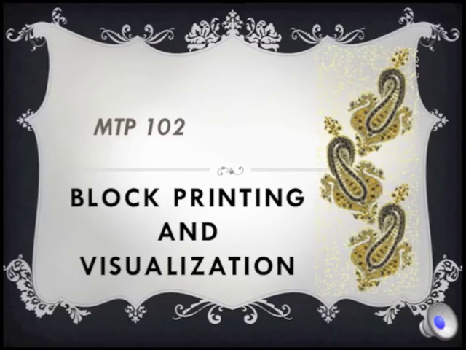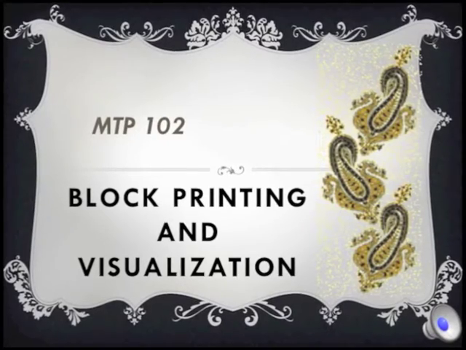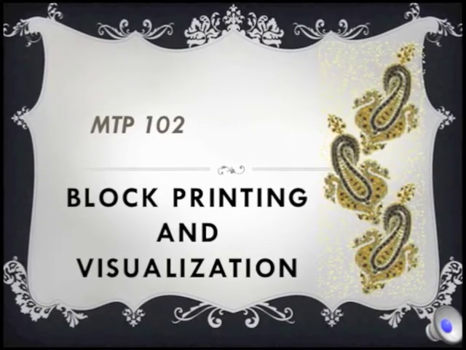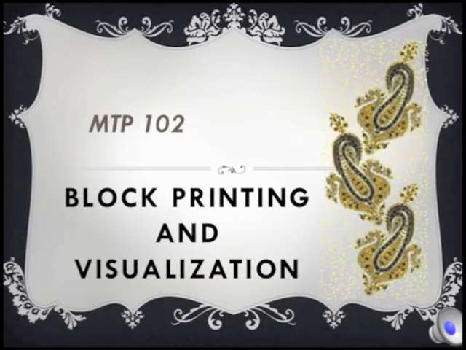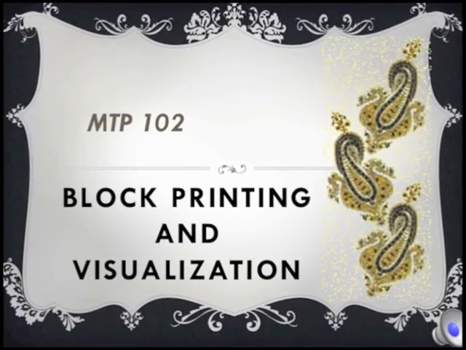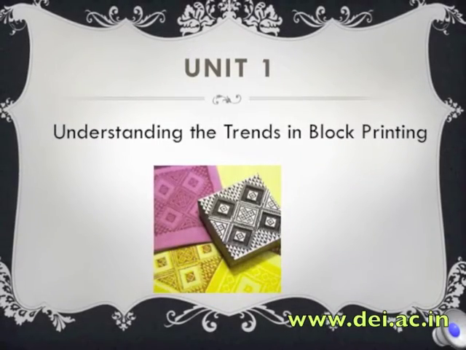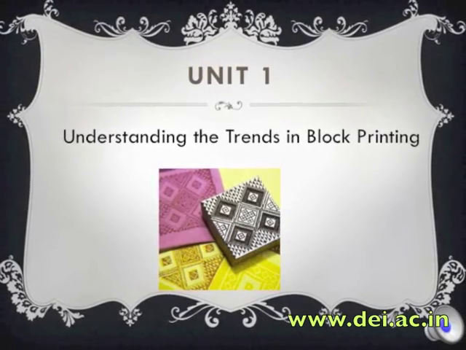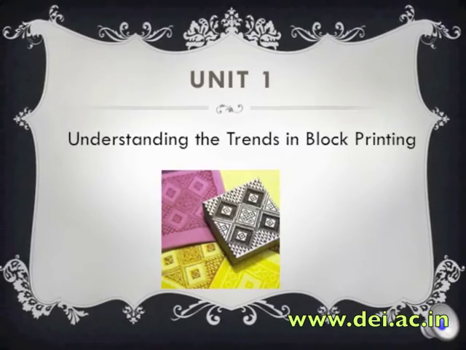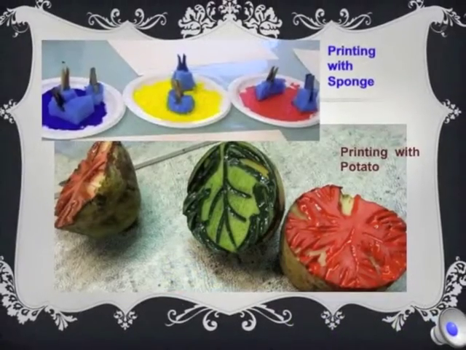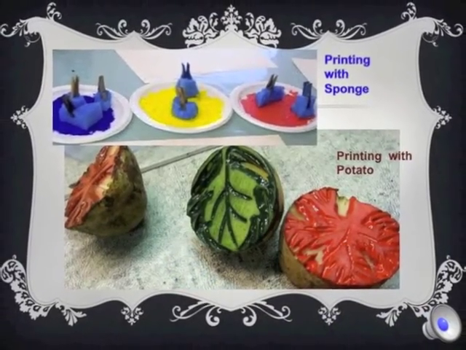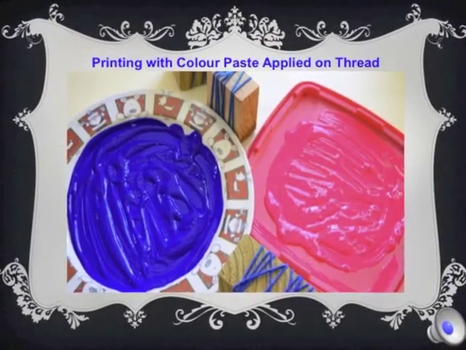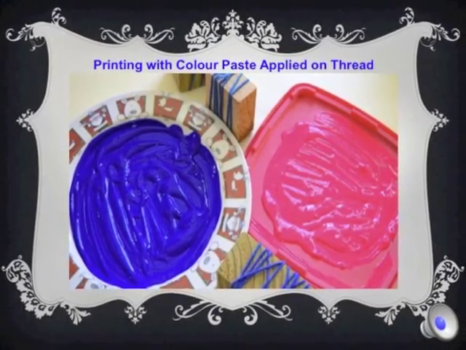Today we start with course number MTP 102, block printing, design and visualization. The unit 1 which we are going to read about today is understanding the trends in block printing. Introduction.